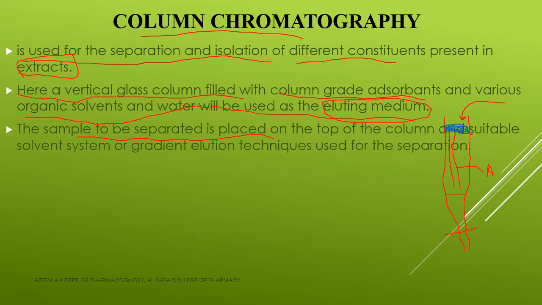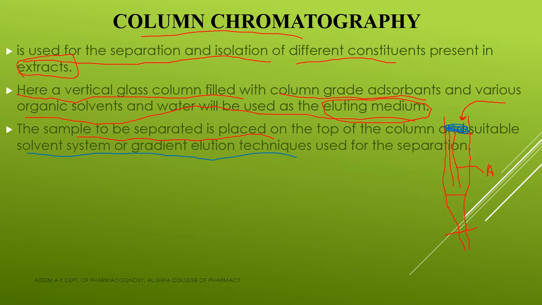And with a suitable solvent system or gradient elution technique, this separation can be achieved. Here the separation can be achieved with the help of a suitable solvent system. Suitable solvent means if you know the solvent, then that particular solvent can be used directly. So in your paper chromatography of amino acids, what solvent system are we using? N-butanol, acetic acid and water in the ratio 4:1:5. So this is a polar solvent system.